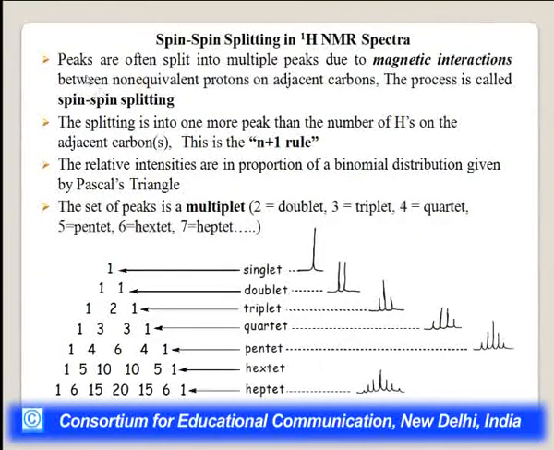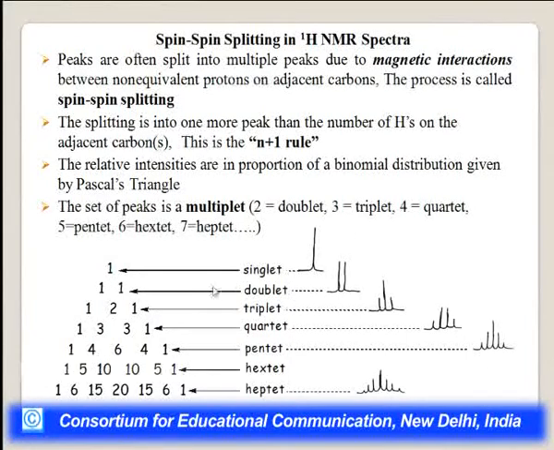And what is that? Peaks are often split into multiplet peaks due to magnetic interaction between non-equivalent protons on adjacent carbons, and this process is called spin splitting. The splitting is into one more peak than the number of hydrogens on the adjacent carbons, and this is the n+1 rule. The relative intensities are in proportion of a binomial distribution. You can see over here, this is according to the Pascal triangle, and the sets of peaks in a multiplet. For 2 we say doublet, for 3 triplet, for 4 quartet, for 5 pentet, for 6 hextet, for 7 heptet. And you can see the rough idea.